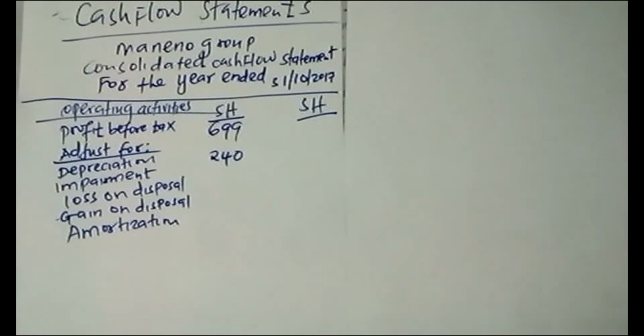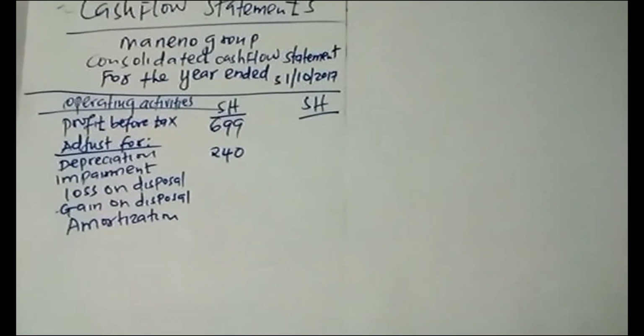So what about impairment? What is an impairment, Janet? Impairment is loss in value of goodwill. So when goodwill loses value, we say that it has been impaired.